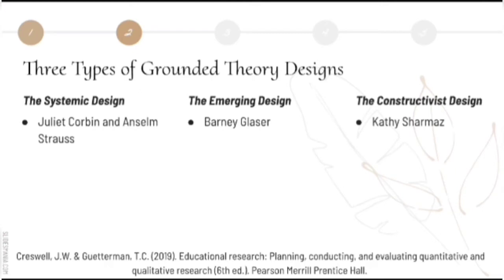According to Creswell and Guterman, there are three types of grounded theory designs. The first is systematic design, which would be attributed to Corbin and Strauss's work. The second is the emerging design, which is attributed to Glaser's work. And the third is the constructivist design, which is associated with Kathy Charmaz's work.